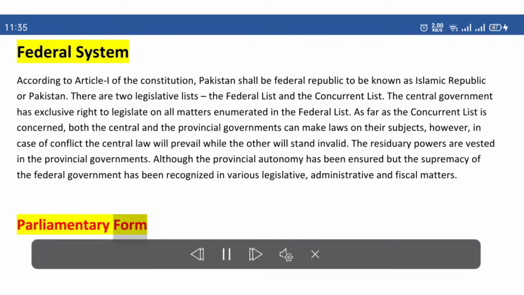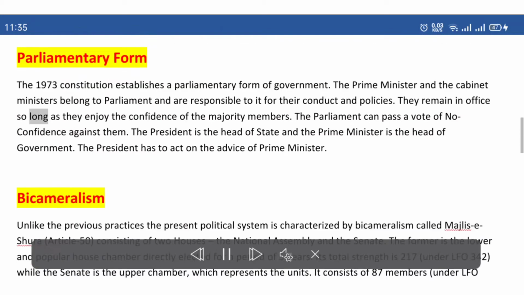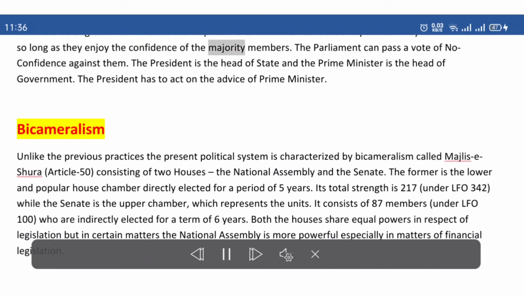Parliamentary form. The 1973 Constitution establishes a parliamentary form of government. The Prime Minister and the Cabinet Ministers belong to the Parliament and are responsible to it for their conduct and policies. They remain in office so long as they enjoy the confidence of the majority of members. The Parliament can pass a vote of no confidence against them.